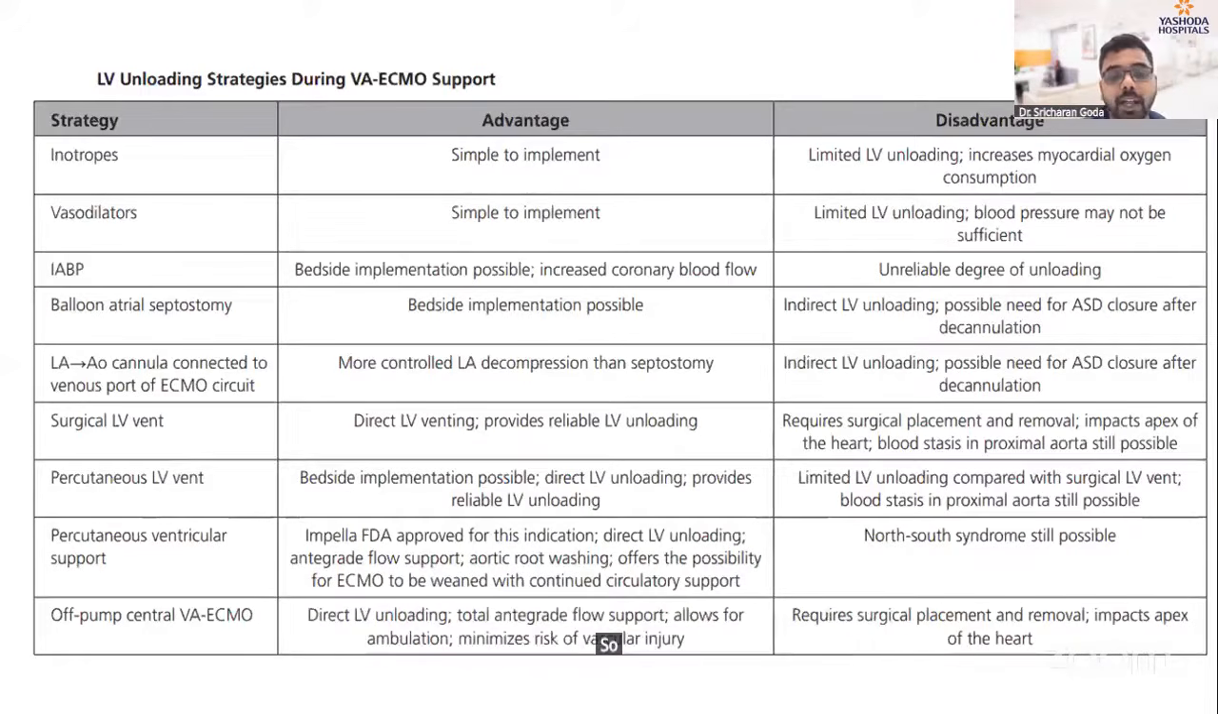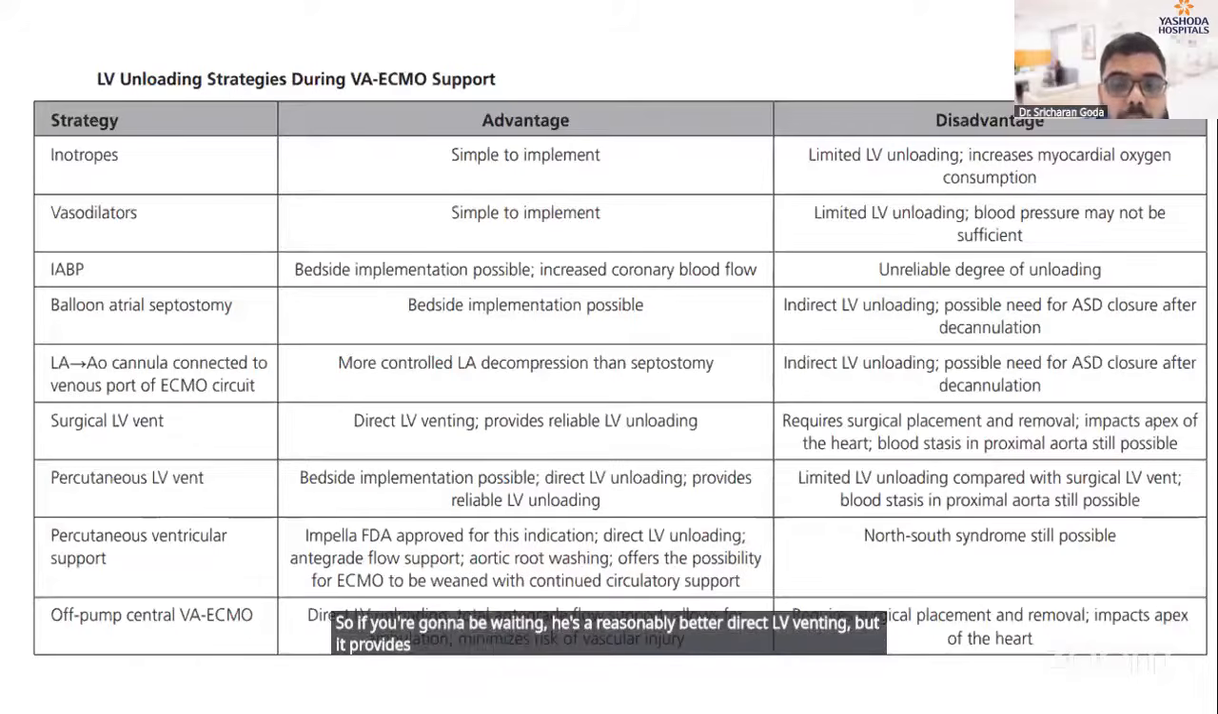Surgical LV venting is a reasonably better, direct LV venting, and it provides a reliable LV unloading. However, it is a surgical placement. It impacts the apex of the heart, and there can be blood stasis around the base of the aorta.